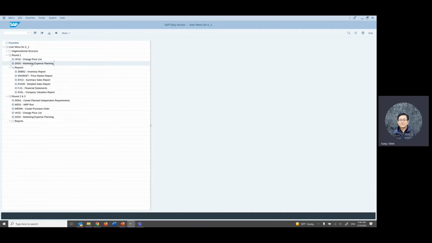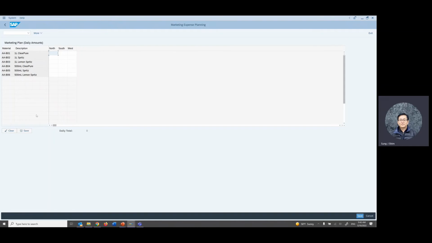And then another transaction is planning marketing expenses across 6 different products across 3 different regions of Germany. If they spend more on a certain product, of course, they may expect more sales orders coming for that product because the public, the consumers, are better aware of the product because of the publicity and advertising of their product.